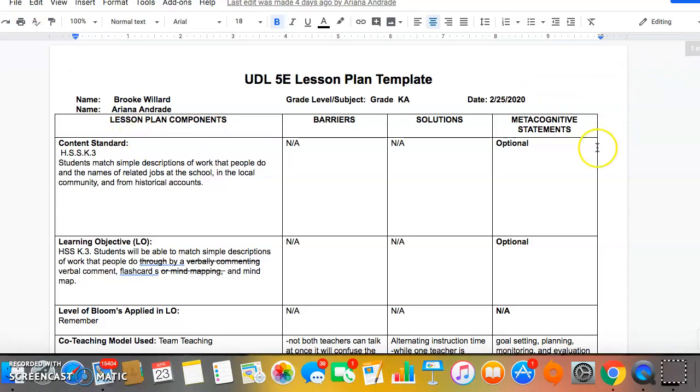And we used team teaching. So not that both of us were going to be talking at the same time, but that we were going to be alternating instruction and having different things that we're accountable for.